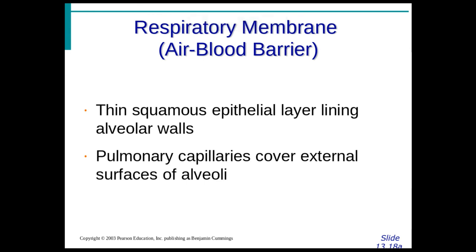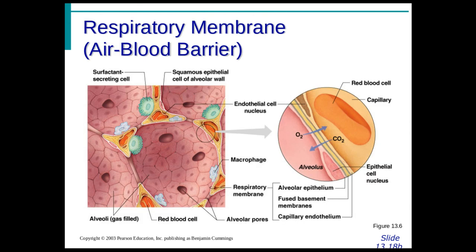The respiratory membrane, where all the lovely things come together: the capillaries, the arteries, the alveolar sacs, all that kind of stuff, is called the air-blood barrier. It is a thin squamous epithelial layer lining the alveolar walls. Pulmonary capillaries cover the external surface of the alveoli. That's how you wrap alveoli. If you look on page 444, you see a really good picture of these wrapping together, and there's that air-blood barrier there.